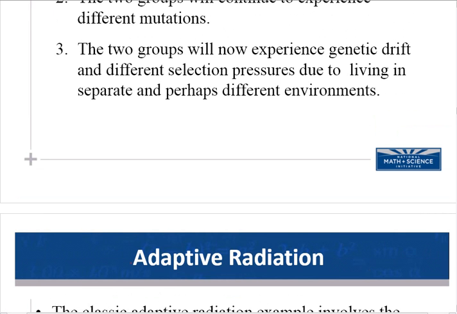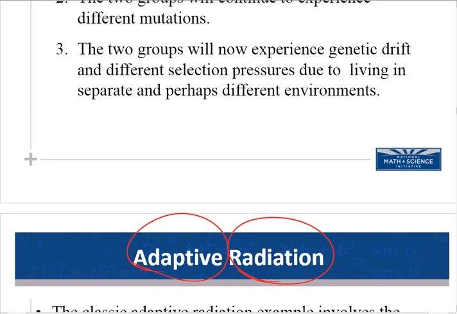So adaptive, probably pretty obvious, becoming adapted to the environment. But radiation here has a lot of different connotations. So when you think of the word radiation, you might be thinking of X-rays or the rays of the sun or gamma radiation. What we're talking about here is simply to spread out. Think about the ways the rays of the sun spread out across the earth. They radiate. So here the term radiation means to radiate, to spread out.